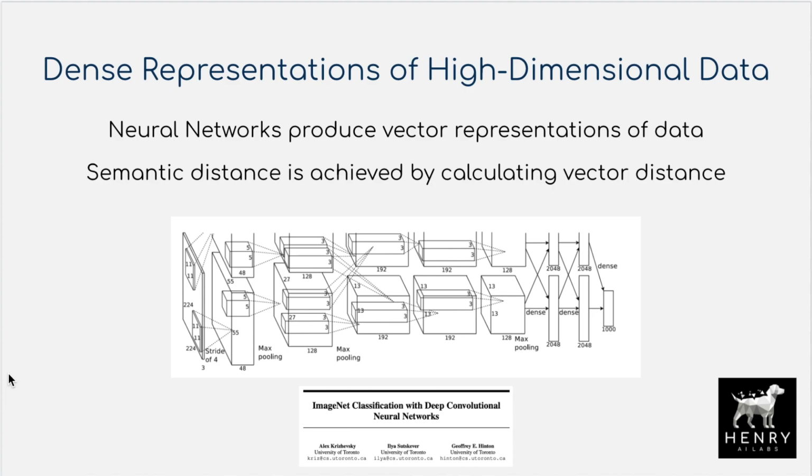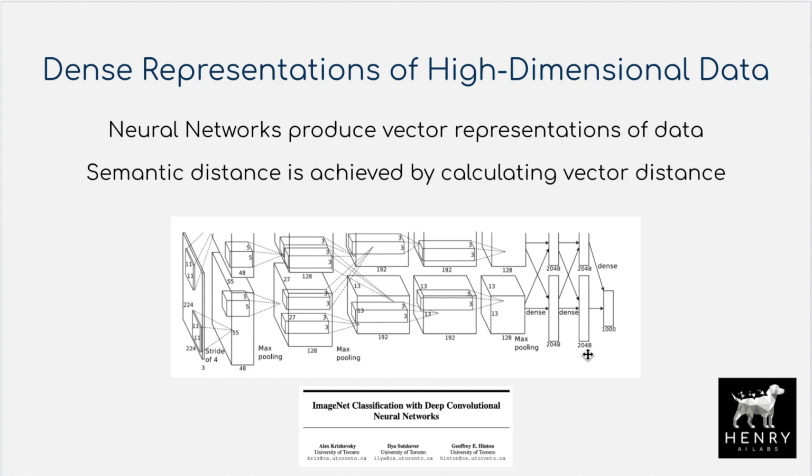The idea behind vector similarity search based on deep learning is that deep neural networks produce dense semantic representations of high-dimensional data. So this is the AlexNet paper in 2012 that takes in as input a 224 by 224 RGB image, processes it with layers of convolution and max pooling, and eventually produces these vector representations. In this case, the vector representations in AlexNet have the dimensionality of 2048.